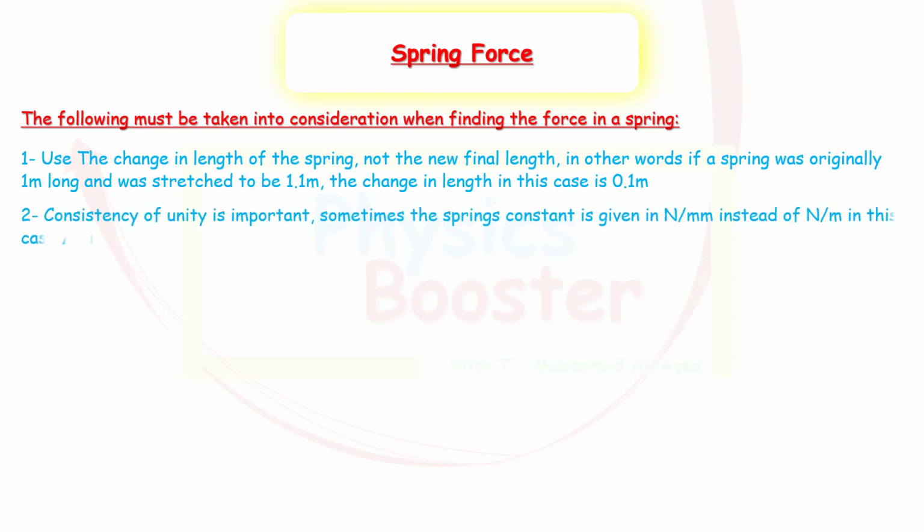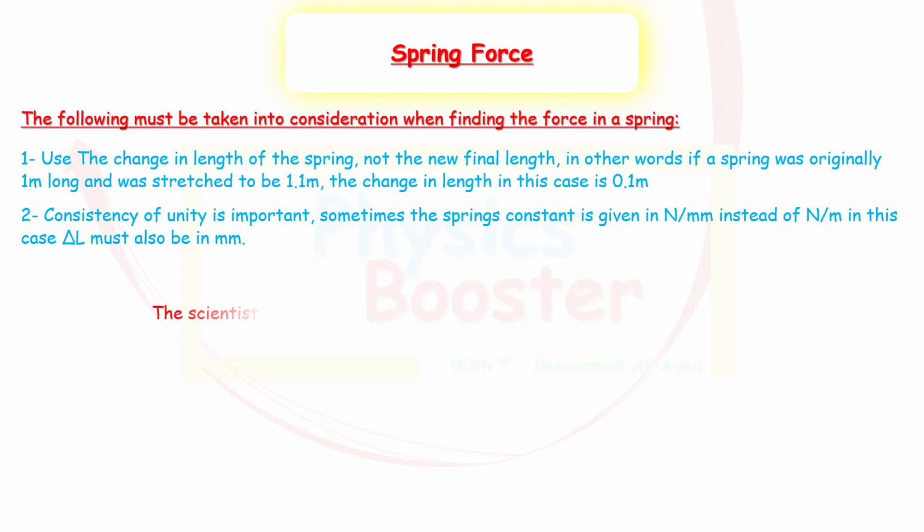The other thing is that you need to keep in mind the consistency of units. For example, sometimes the spring's constant is given in newtons per millimeter instead of newtons per meter. In this case, delta L must also be in millimeters. So I must look at the unit of the spring's constant, and I must keep delta L in the same unit, okay?